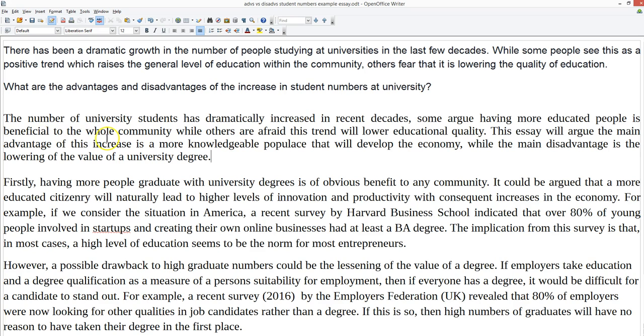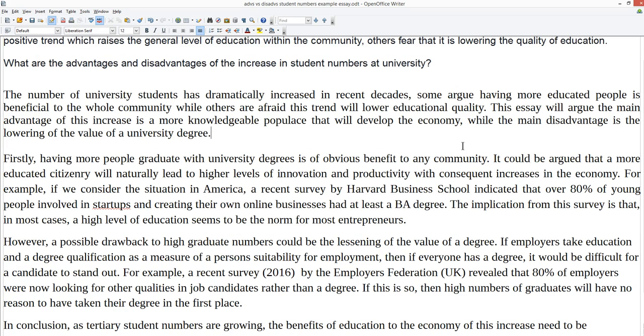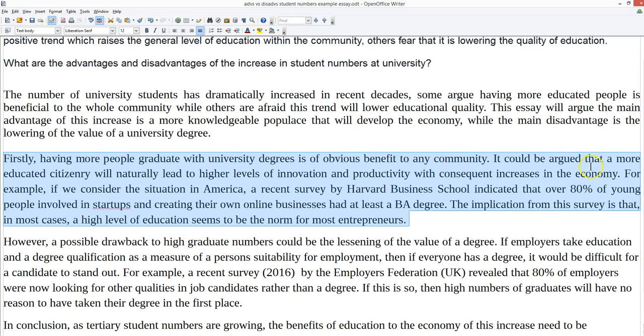the main advantage is a populace with lots of knowledge that will develop the economy. Now that's your main idea that you should be talking about in paragraph 2. So this is why having an outline statement is a good idea. This helps your cohesion and coherence. So you signpost what is going to be in paragraph 2, and you signpost what's going to be in paragraph 3. So while the main disadvantage is the lowering of the value of a university degree.